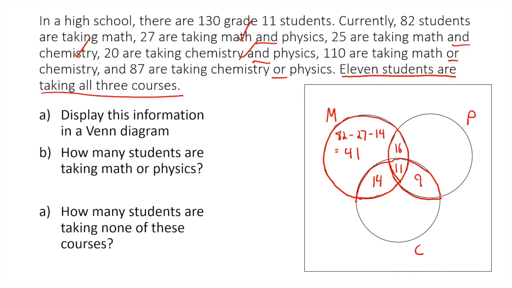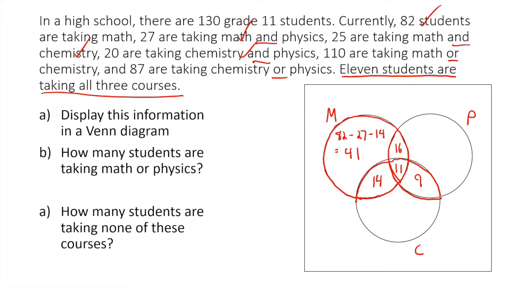So there, again, we have the 82 students taking math, which is the full circle of math. We've already filled out our values for the ands, including the middle that are taking all 3. And so from that, we know that that full math circle adds up to 82. Well, now that we've dealt with that piece of information, we can deal with the ors.